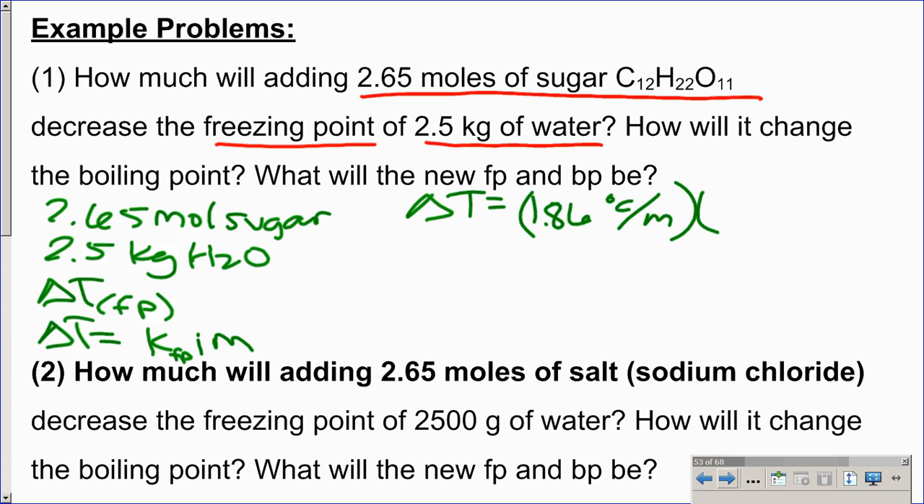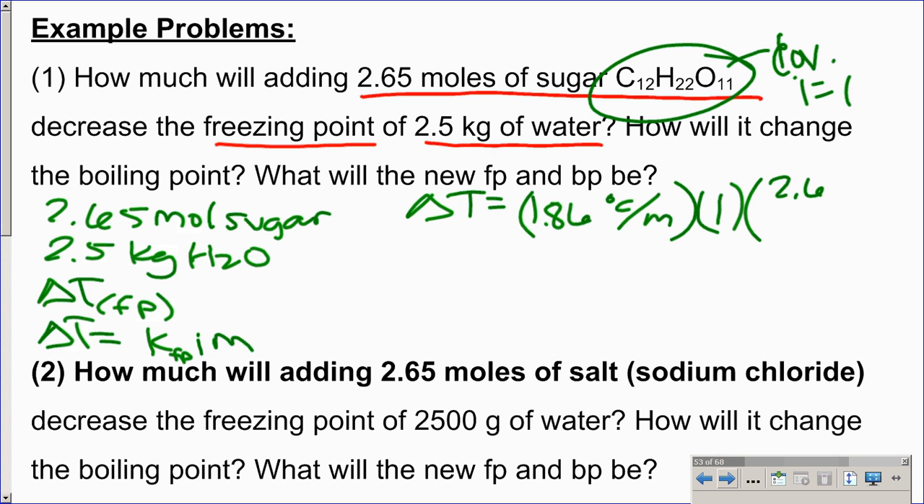Okay. What's the i for sugar? Why 1? Right. You see this big thing? Do you see any ions in there? Nope, not metallic at all, right? So this is covalent, so the i is equal to 1. Now, how do you get molality? Moles over kilogram. So I'm not even going to calculate molality. I'm good about putting this in my calculator just as is. 2.65 moles over 2.5 kilograms. You can go ahead and calculate it separately and then plug that value in here, or you can just do it all at once. It's up to you, whatever floats your boat. So somebody tell me what your delta T is here. I recommend you doing some calculations with me so that you're comfortable with this on your own.